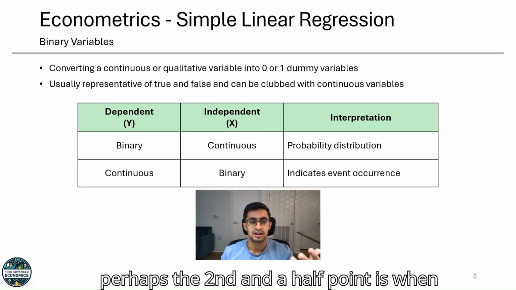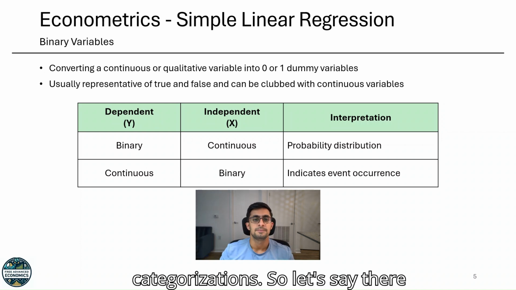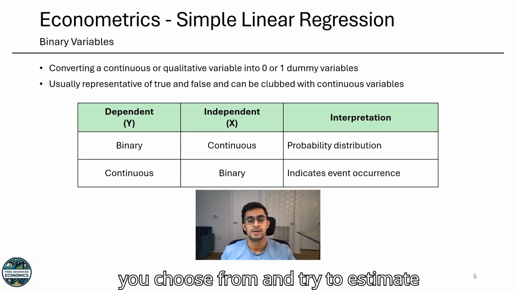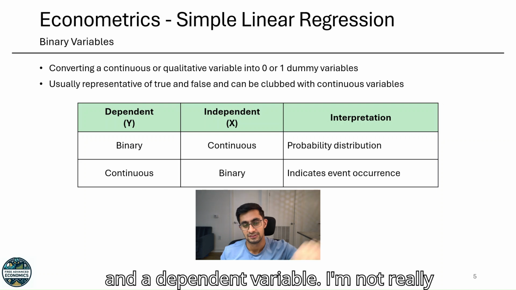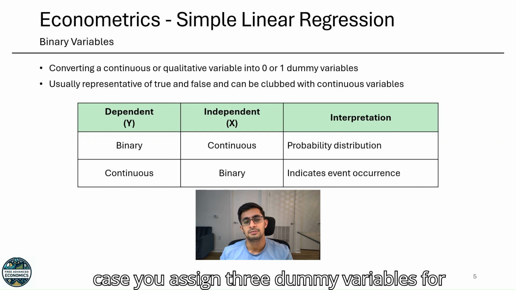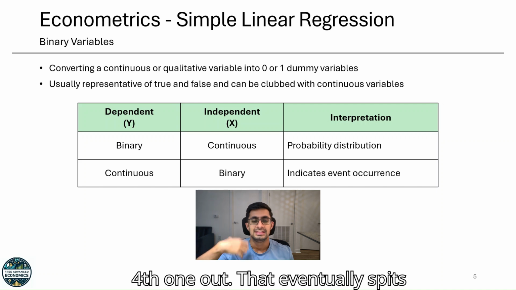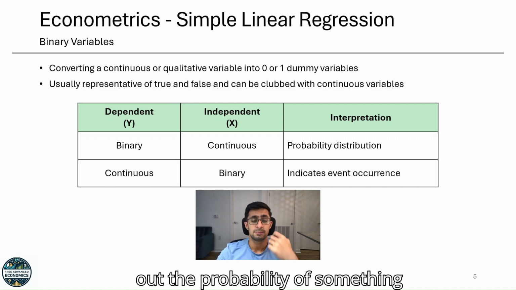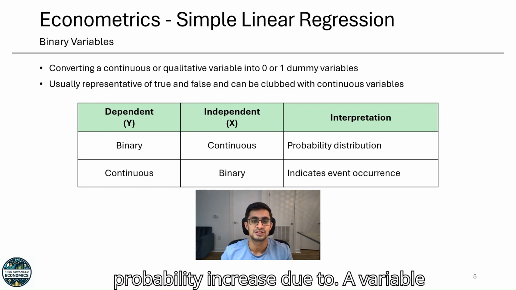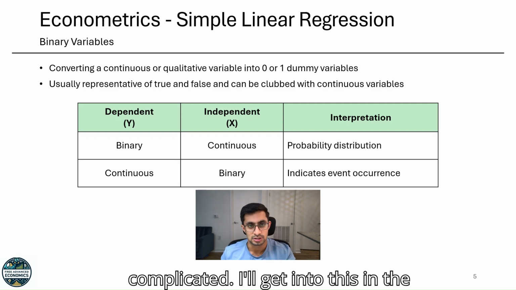Lastly, or perhaps the second and a half point, is when we use dummy variables for categorizations. Let's say there are four options you have that you choose from and try to estimate a dependent variable. I'm not really able to think of an example, but in that case, you assign three dummy variables for each of those categories and leave the fourth one out. That eventually spits out the probability of something happening, or the differential probability increase due to a variable being dropped. It's a little more complicated. I'll get into this in the next video.